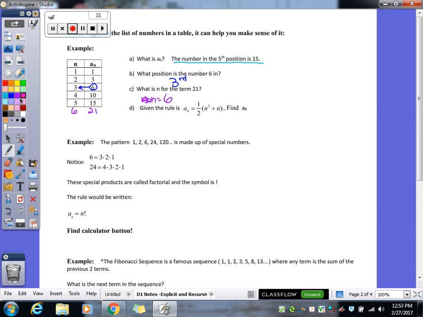And again, we have our rule there. A sub n is 1/2 of n squared plus n. They want you to find a sub 8. So let's have you go ahead and find a sub 8. Plug in your 8. 36.